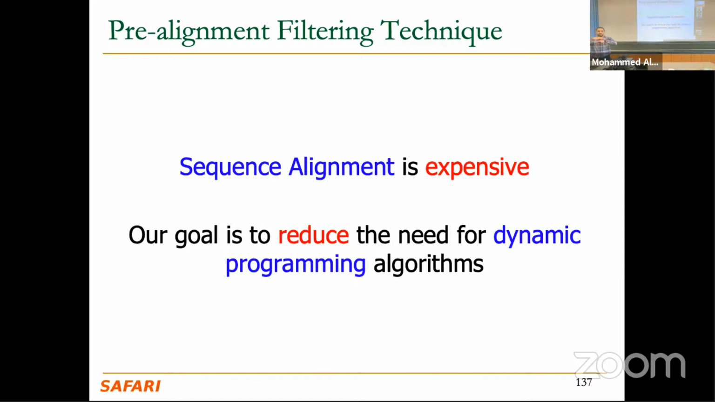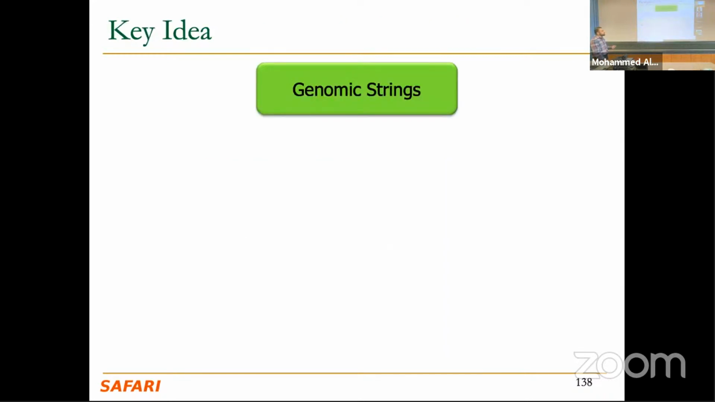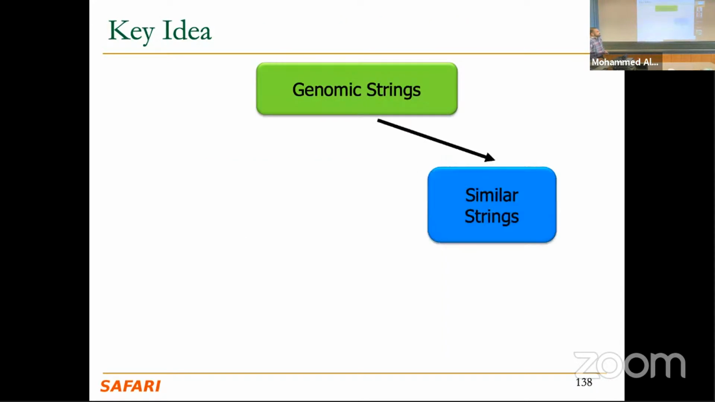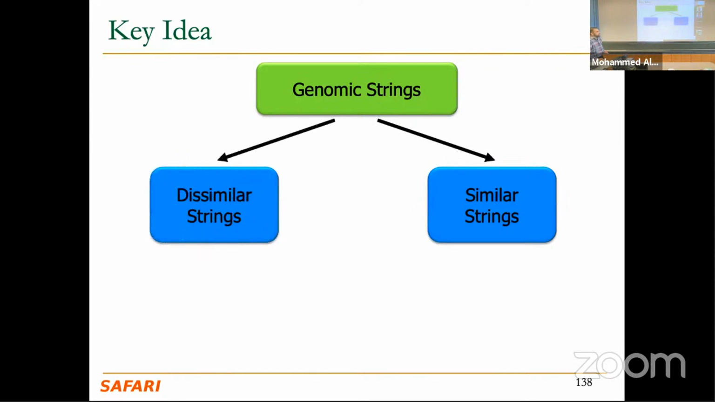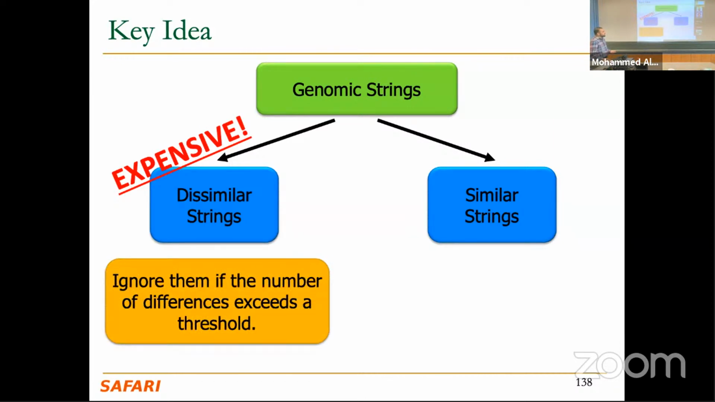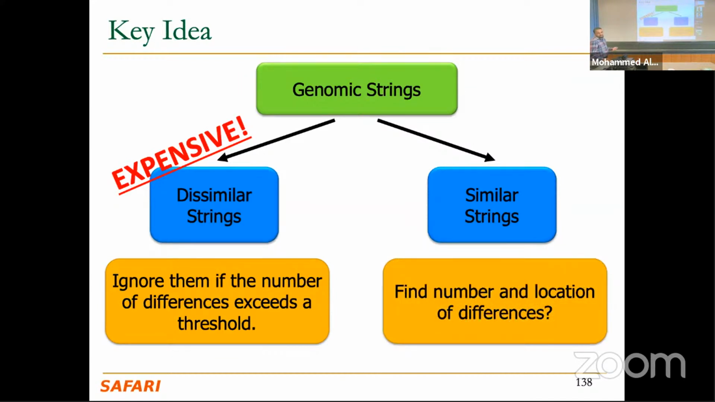If you know these two sequences are really different by 10 differences and your threshold is 5, then probably this is something to ignore. You don't need to compute dynamic programming to know that these have 10 differences, for example. And I'm going to show you an example. So genomic strings fall into two categories, similar or dissimilar. The dissimilar are expensive because you waste computation on them, and at the end you ignore them. Simply, you don't need them. So you use dynamic programming here, but at the end you just delete them, flush them out. And you need to ignore them if the number of differences exceeds the threshold. So this is how you define dissimilar or similar.